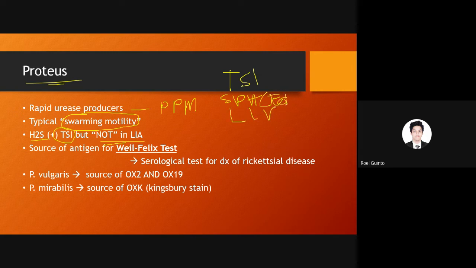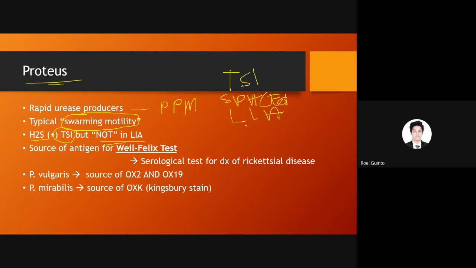In LIA, we have cyst. Diba? Pakibalikan yung ating culture media topic regarding sa TSI, LIA, McConkey, EMB, balikan. Kasi connected to doon. So next, Proteus is a source of antigen for Weil-Felix test.